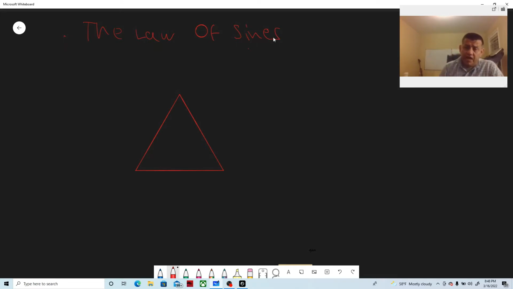So, the law of sines, we use it for solving trig problems that don't have a right triangle in them, right? In this case, I don't have a right triangle, I just have a triangle, right? That triangle can be anything, as long as the angles inside equal 180, right? Those angles inside here have to sum up to 180, right? So let's do this.